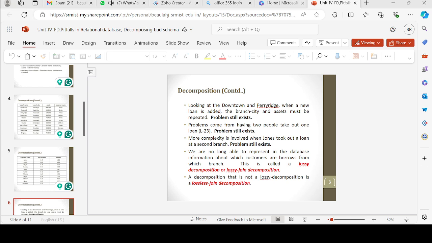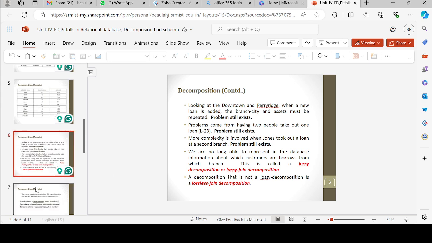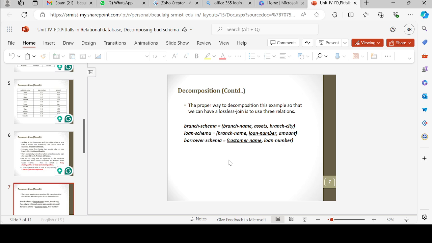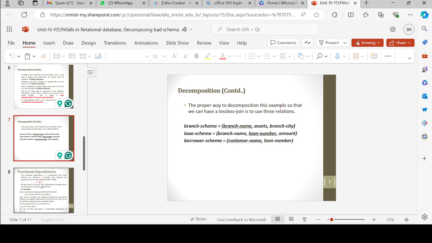Problems still exist. We are no longer able to represent in the database information about which customers borrow from which branch. This is called a lossy decomposition or lossy join decomposition. A decomposition that is not a lossy decomposition is a lossless join decomposition. The proper way to decompose this example so that we have a lossless join is to use three relations: branch schema, loan schema and borrower schema, and the relevant attributes are given here. This is how we can solve it.